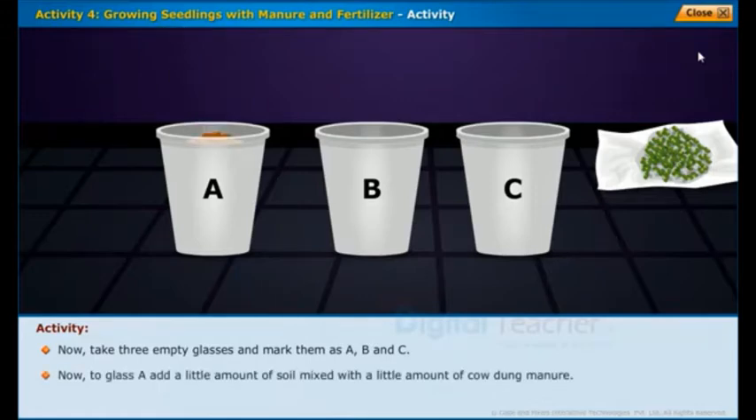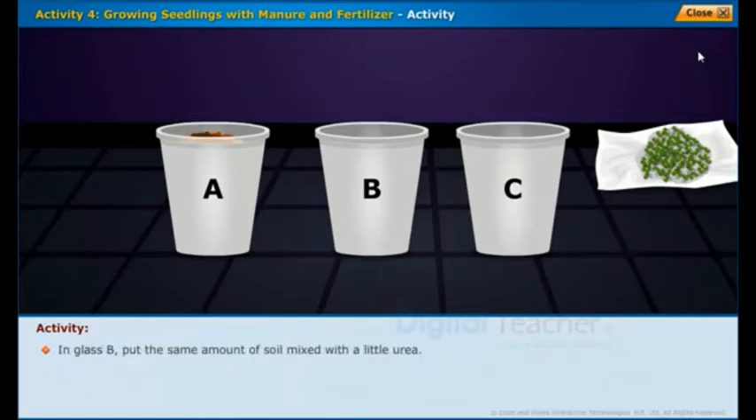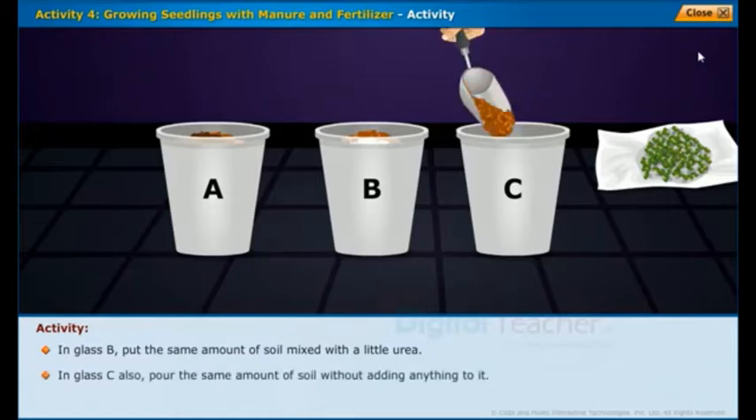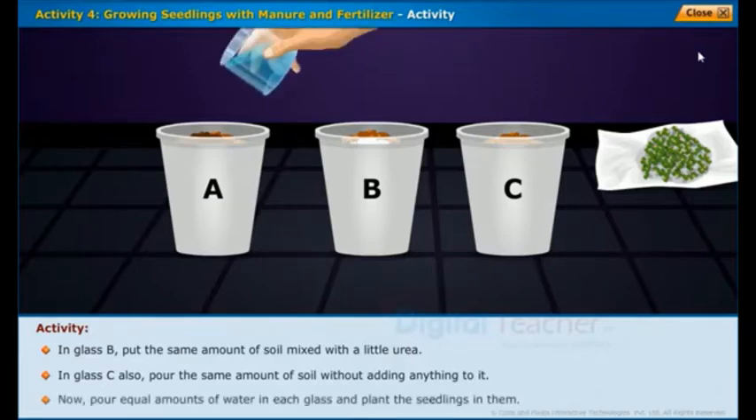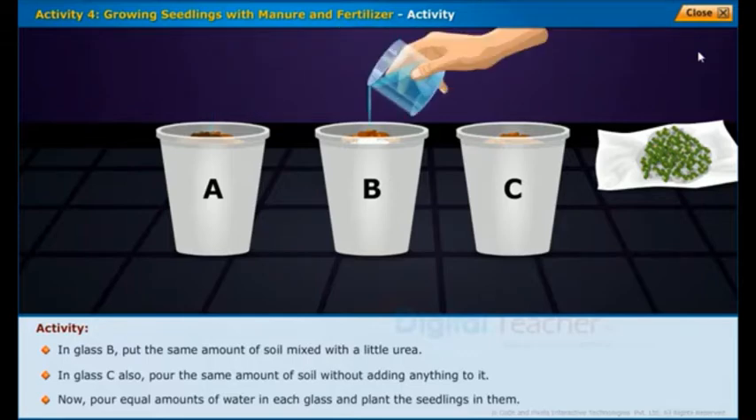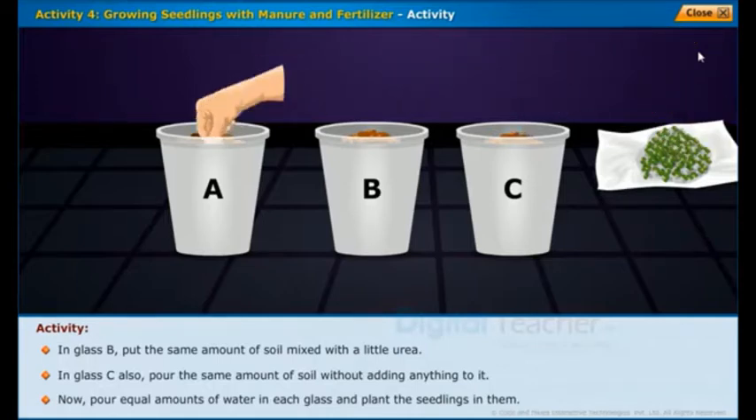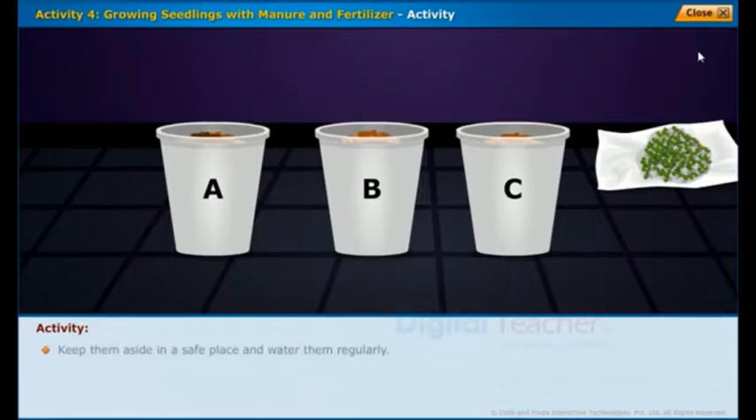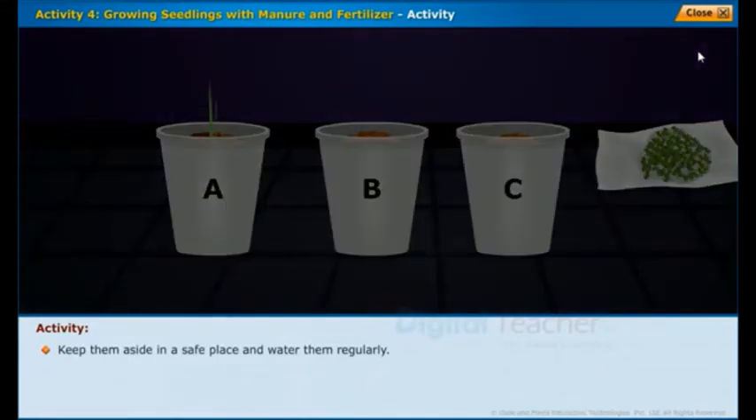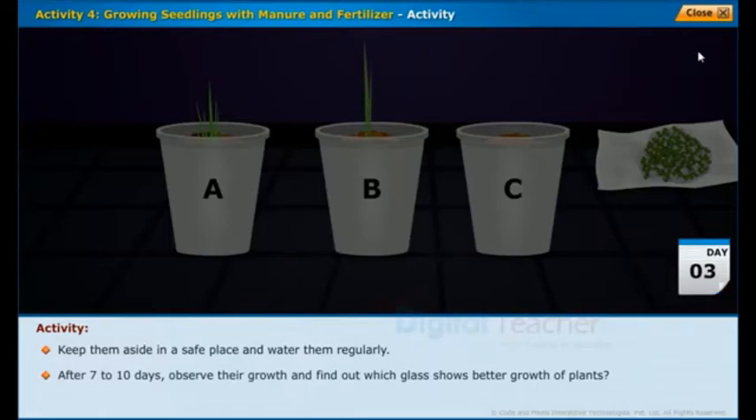Now to glass A, add a little amount of soil mixed with a little amount of cow dung manure. In glass B, put the same amount of soil mixed with a little urea. In glass C also, pour the same amount of soil without adding anything to it. Now pour equal amounts of water in each glass and plant the seedlings in them. Keep them aside in a safe place and water them regularly. After 7 to 10 days, observe their growth and find out which glass shows better growth of plants.